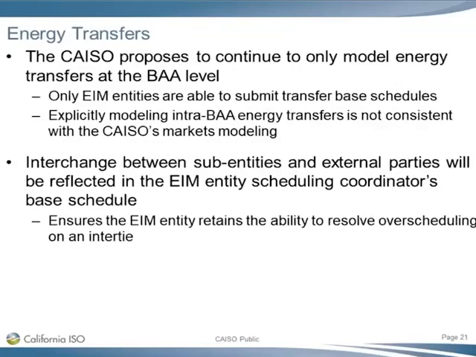For energy transfers, the CAISO proposes to continue to only model energy transfers at the balancing authority area level. Only EIM entities are able to submit transfer-based schedules. Further, explicitly modeling intra-BAA energy transfers is not consistent with the way the CAISO markets model. So this is only between BAAs, it's a BAA to BAA transfer. Interchange between subentities and external parties will be reflected in the EIM entity scheduling coordinator's base schedule. This ensures that the EIM entity retains the ability to resolve overscheduling on any intertie.